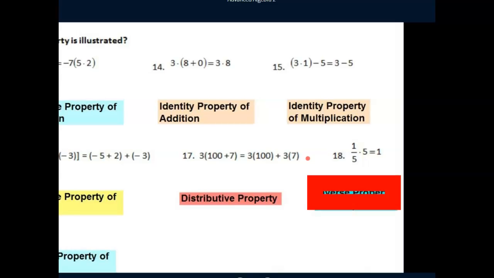And last but not least, we have 1/5 times 5 to get 1. When you get an answer of 1, 1/5 and 5 are called inverses of each other. So that is the inverse property of multiplication.